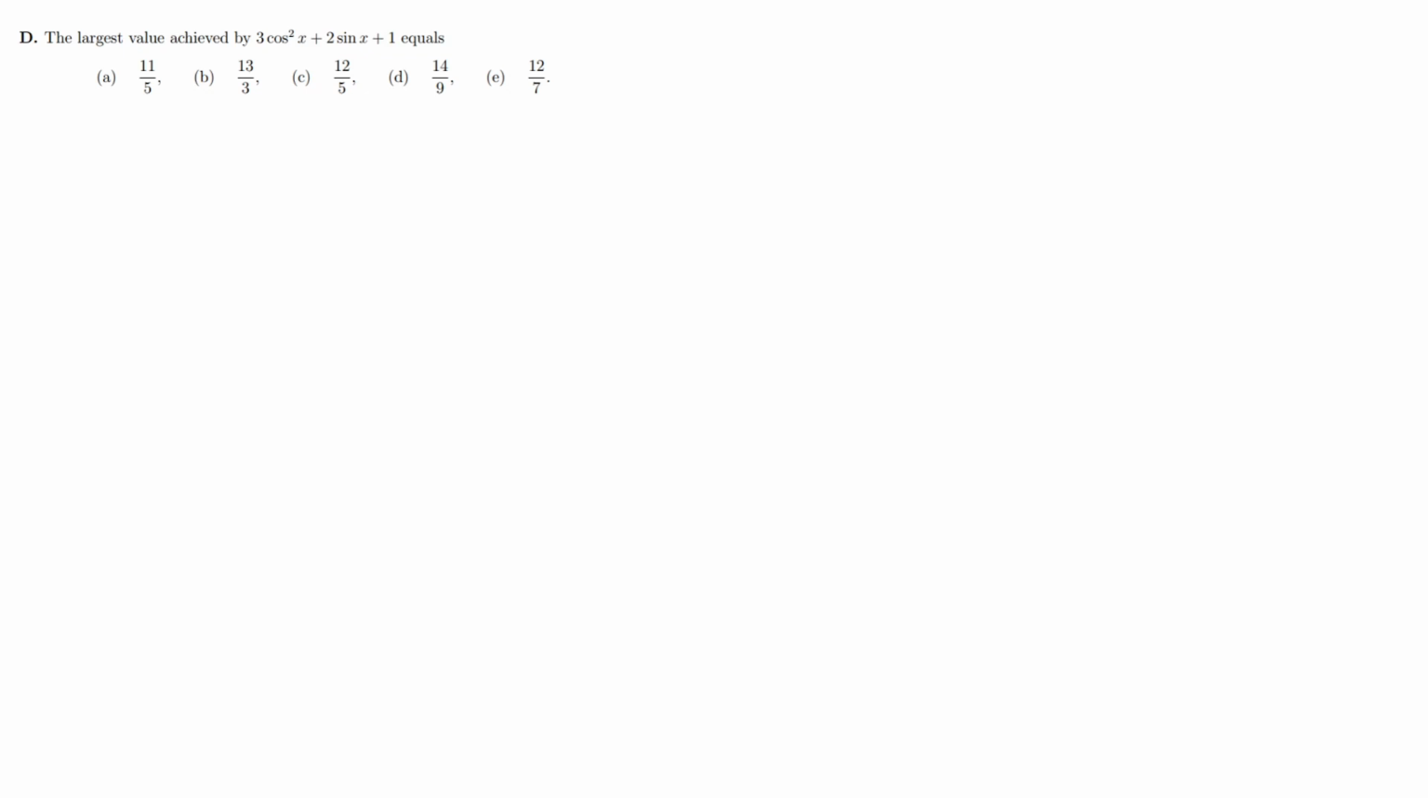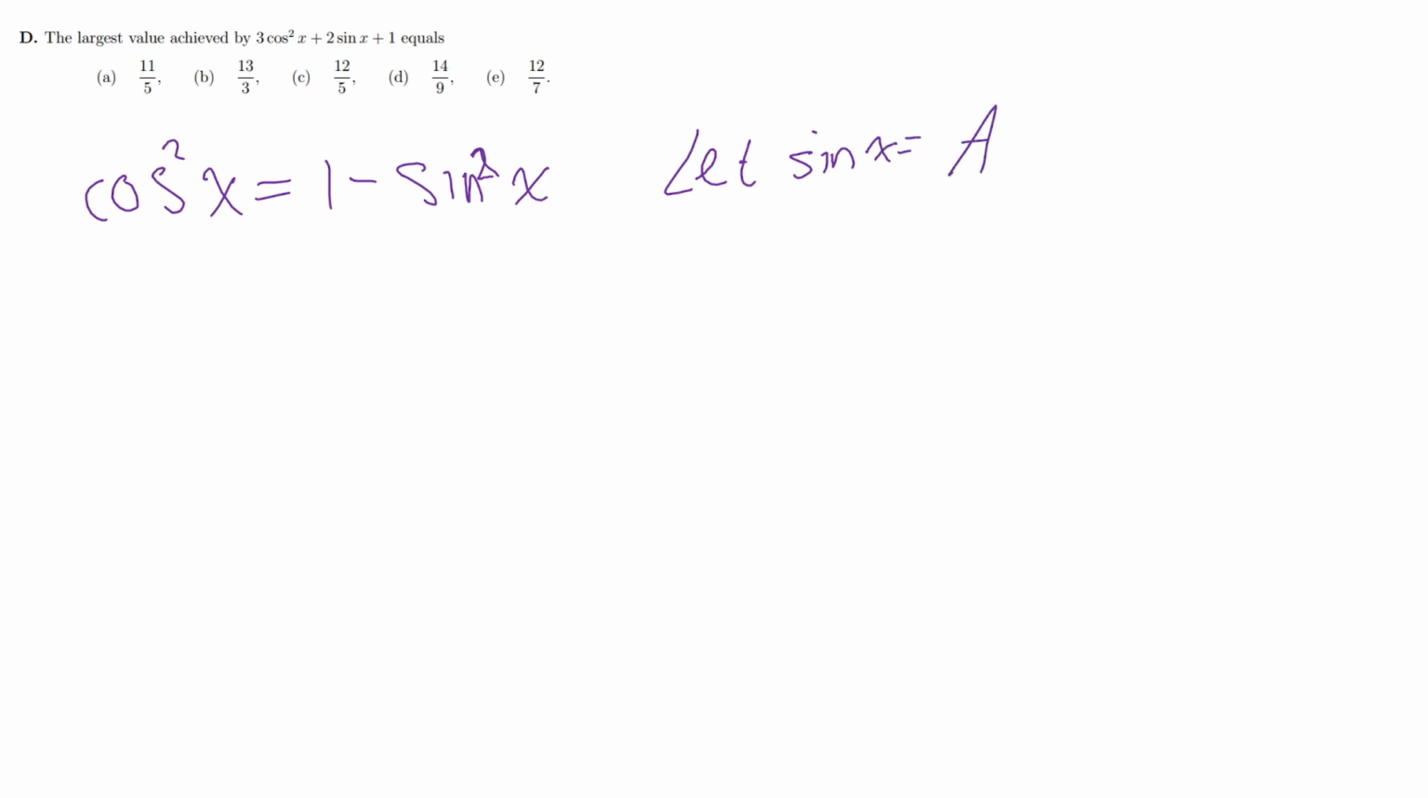So the way they did it was, they said, cos squared x is the same as 1 minus sine squared x. And things are always a little bit easier when you put everything in the same terms. So we want everything in terms of sine x. Let's use some substitution and just ignore the sine x for now. Let sine x equal capital A.